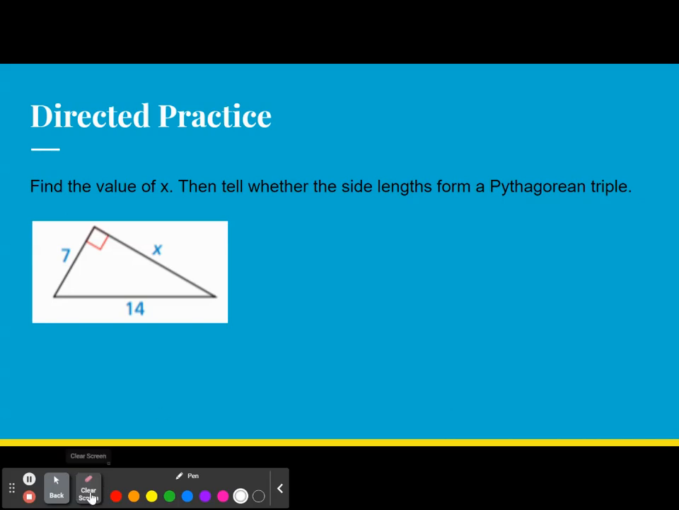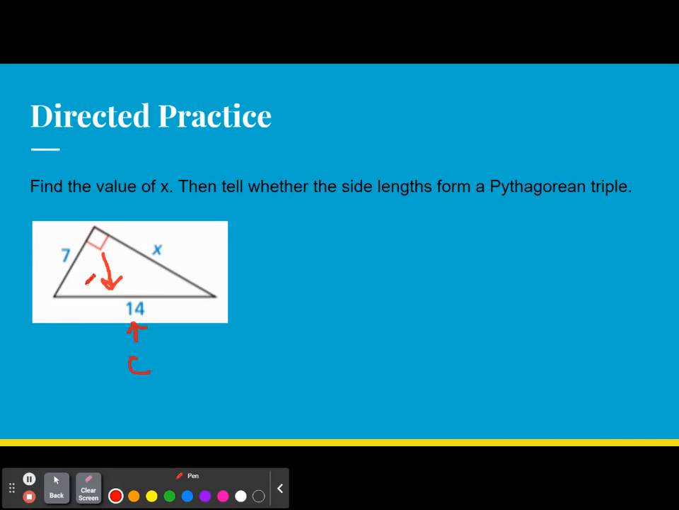Alright, so Caden, which side would be my hypotenuse? 14 is the biggest. How do you know it's the biggest? I can see it's the biggest. But these two kind of look close together, so how do I know they're not the same? 7 is slanted back, but 14 is the biggest. John? Because it's across from the 90-degree angle, and 90 degrees is the biggest angle, so that makes this one the biggest side, so that would have to be C.